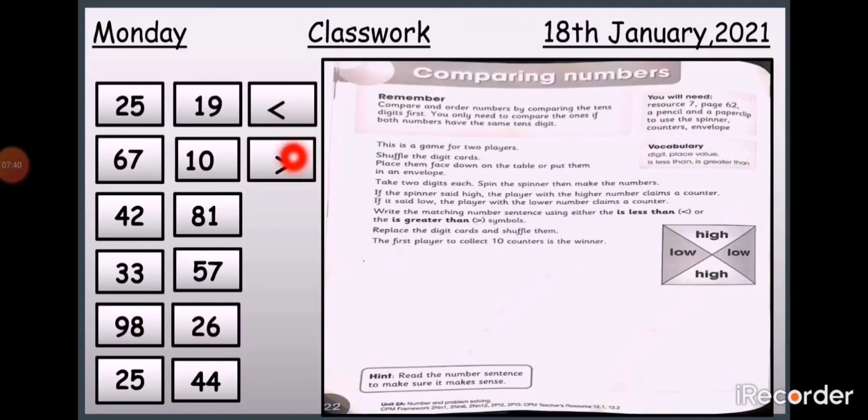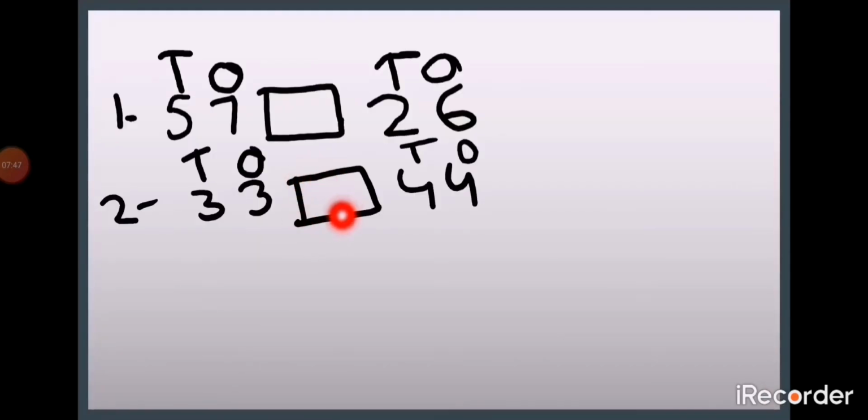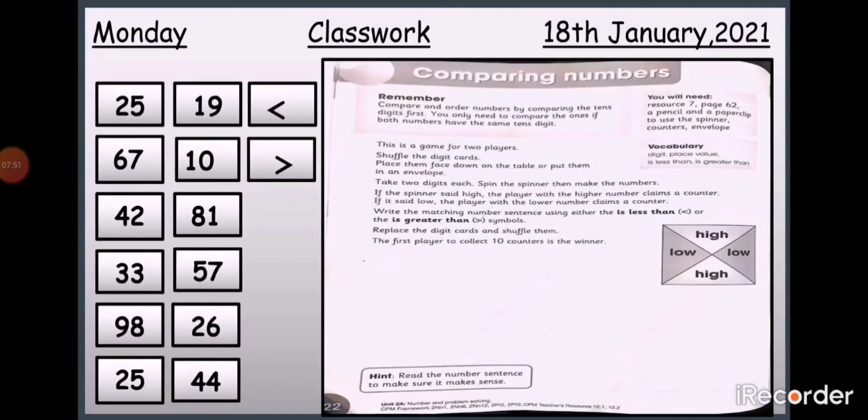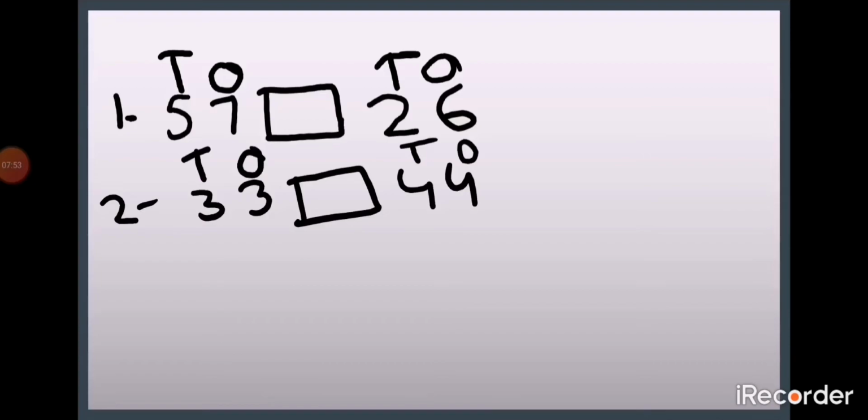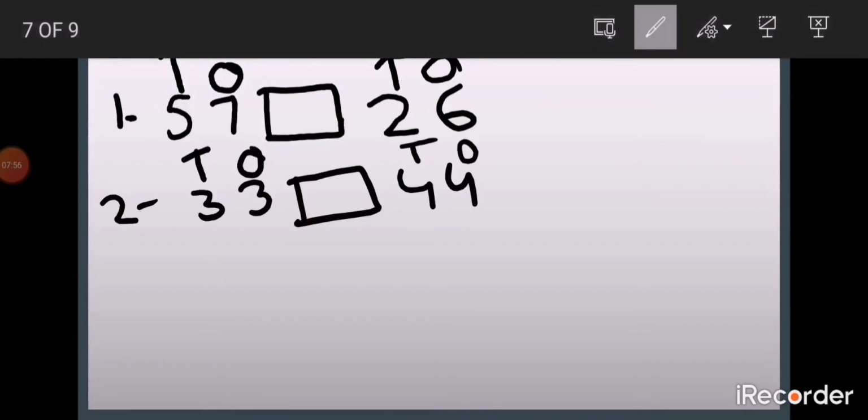Then you put these signs. Choose which one is the correct sign, which one is suitable here. Then draw the sign here, or write this sign in this box. Now I have done my 2 number sentences. Now I am going for my third one.